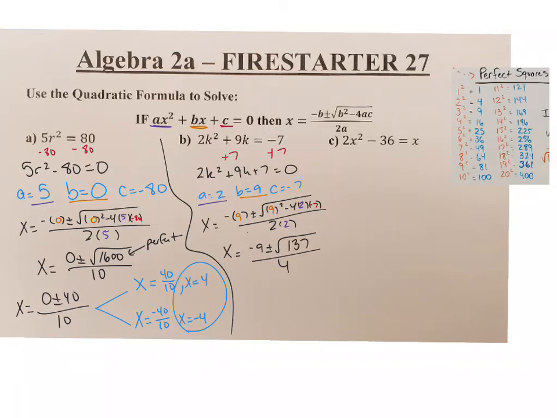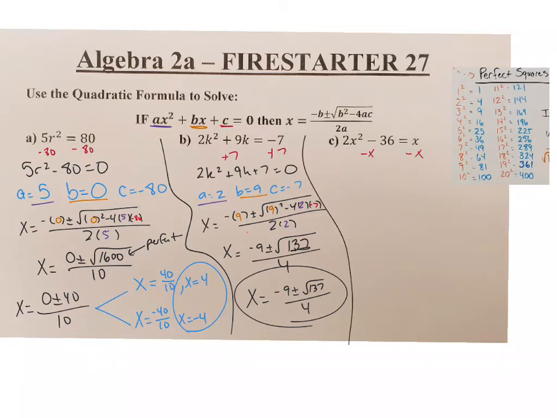And 137 cannot be broken down, so I am done. Negative 9 plus or minus the square root of 137 all over 4. Done. I do not have to write that one separately, even though it is 2 answers, because the radical still is there. And I did check and see if any of these blue numbers here could go into 137, and it can't.